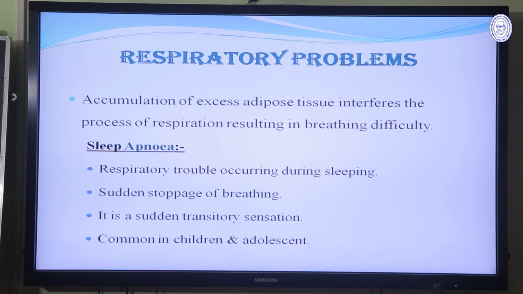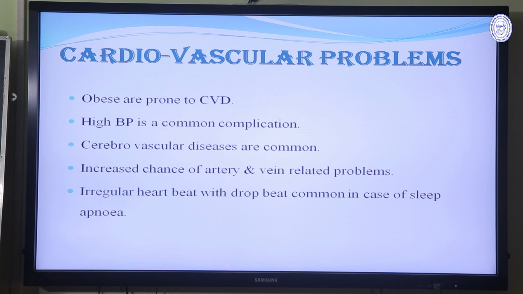Due to this inhibition of the diaphragm, air cannot enter into the lung, and due to sudden stoppage of this inspiration process, we cannot respire properly for a transient situation, that is sleep apnea. It is a very sudden and transitory situation. It is very common in children and adolescents, but it is very critical in the case of adults suffering from grade 3 obesity. Some cardiovascular problems are there.